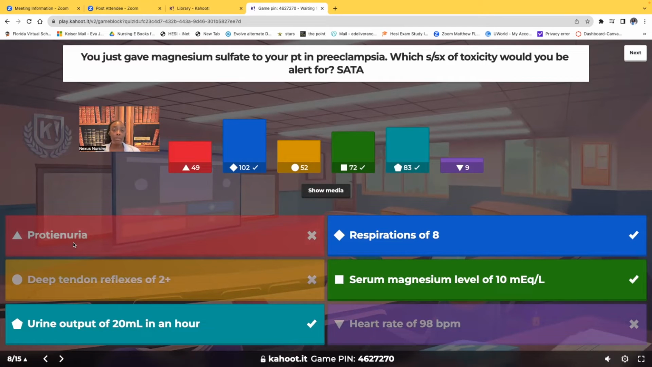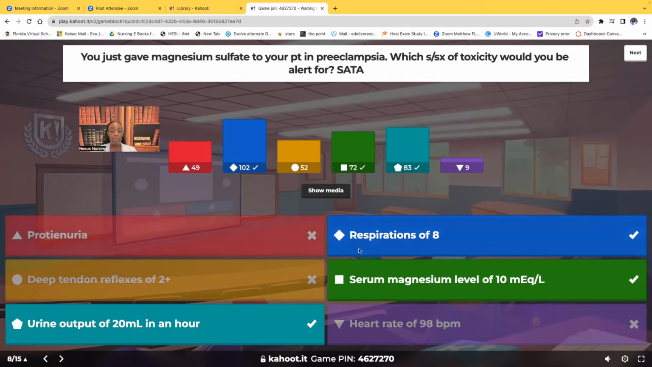We're looking for magnesium sulfate. We're looking for signs and symptoms of toxicity for magnesium sulfate. Let's think about it. What does magnesium sulfate do? Magnesium sulfate depresses the CNS, right? So we're going to be looking for those signs and symptoms of decreased CNS. We're going to be looking for everything going down: decreased respirations, decreased heart rate, decreased deep tendon reflexes. We're looking for signs and symptoms of that magnesium sulfate being too much, working a little bit too well. So we're not going to choose proteinuria because that's part of preeclampsia. That has nothing to do with the medication, right?